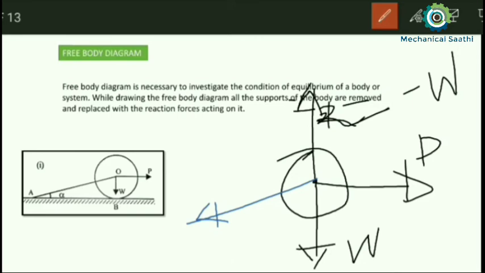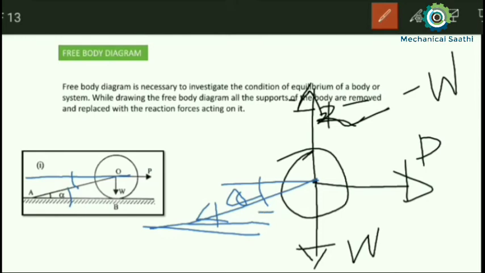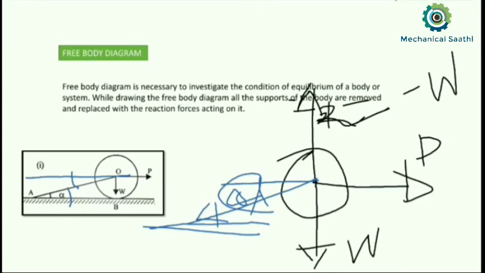This angle was alpha, so let me show this angle. If I draw a line over here, this angle will be equal to this angle, so I can show this as alpha. After showing all those forces, we need to show the angle if it is required. To fix any force, we need to show the angles also. Okay, so let us take another example.